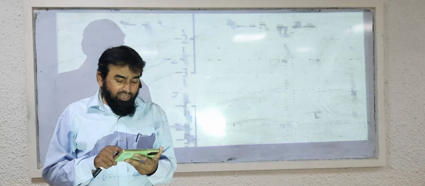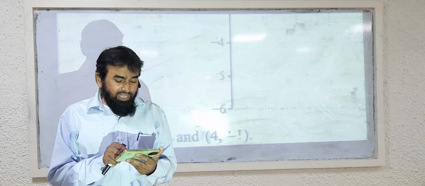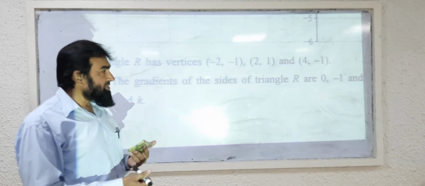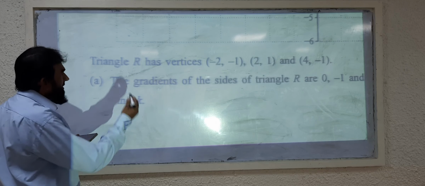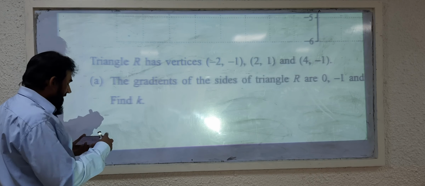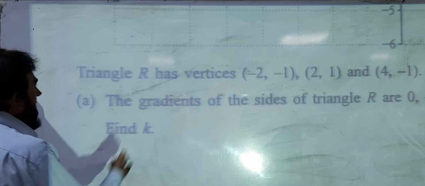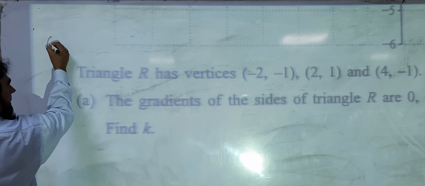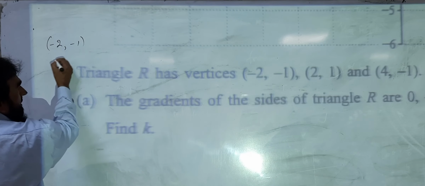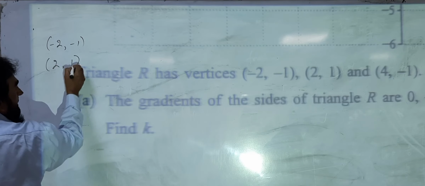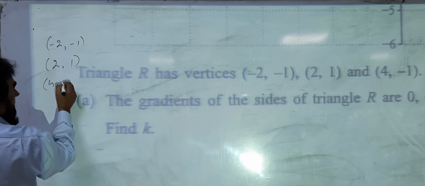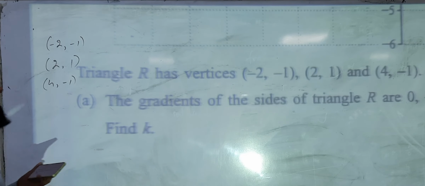Now, what he is asking from here is that the triangle R has the vertices. You can see that the vertices of the triangle are -2, -1. Now, I am going to write down the vertices of the triangle. These are the vertices of the triangle: -2, -1 and 2, 1, 4, -1.